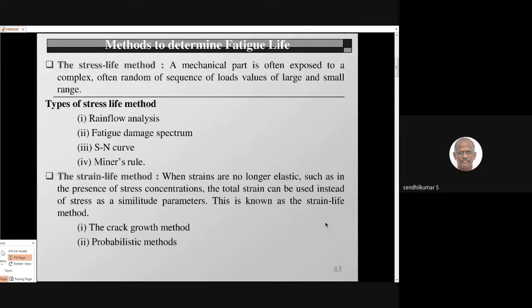Methods to determine the fatigue life: we have various methods like rainflow analysis, fatigue damage spectrum, S-N curve and Miner's rule. These are based upon the stress life method. Apart from the stress life method, we have the strain life method. Then we have the crack growth method and probabilistic methods.